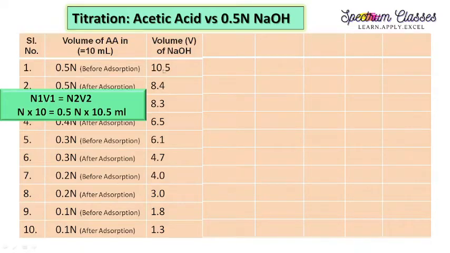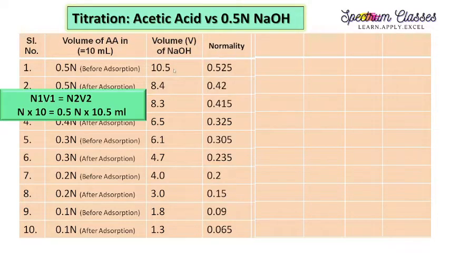So first set I have kept over here. Now on calculation, we get the concentration or the normality of acetic acid. For 0.5 normal, before adsorption is this much and after adsorption is this much. For 0.4 normal acetic acid, before adsorption is this much and after adsorption is this much. Similarly, you can check all the readings. What you need to change: this is fixed because this is the normality of NaOH.